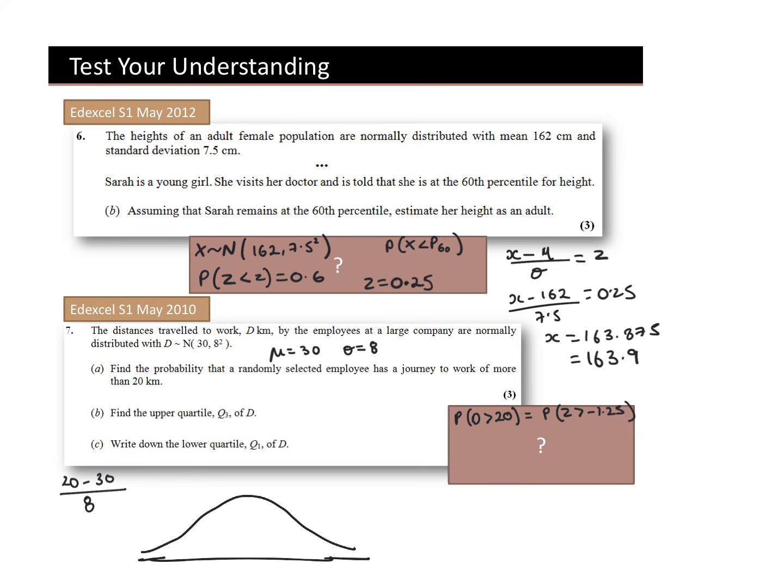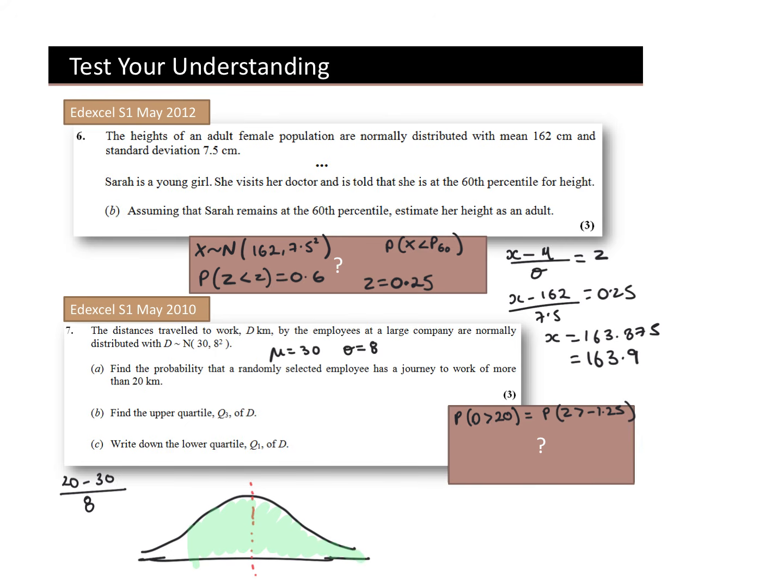Okay, so first things first. Z is greater than minus 1.25. So where is minus 1.25? Roughly here, okay? And it's greater than, so we want all of this.